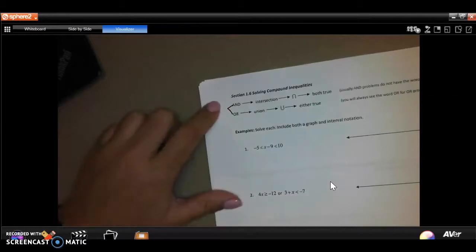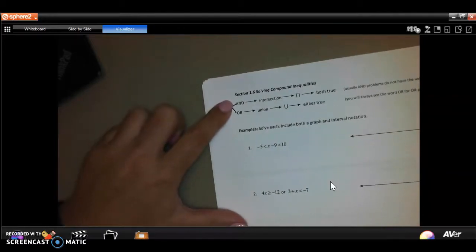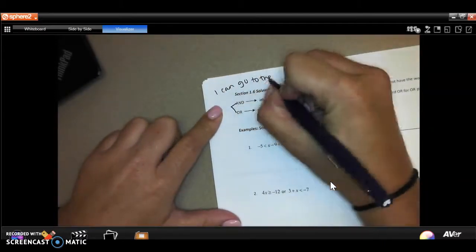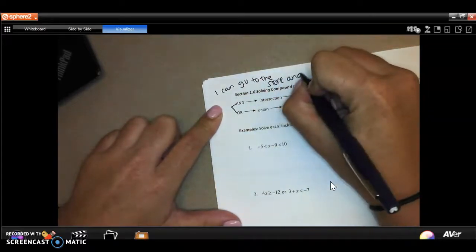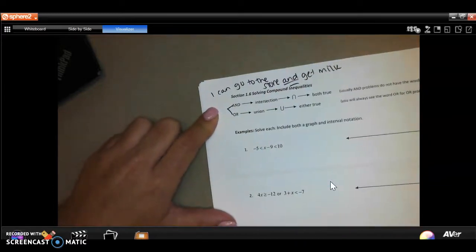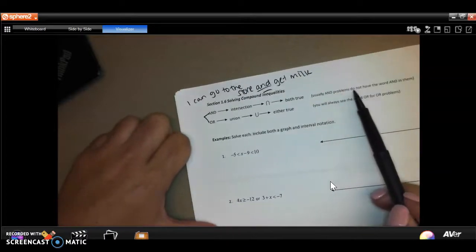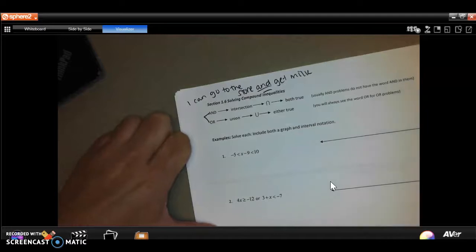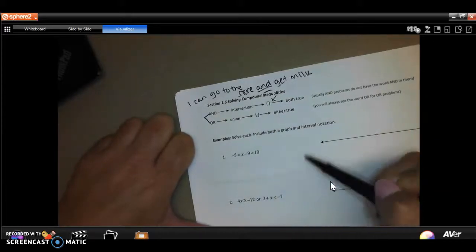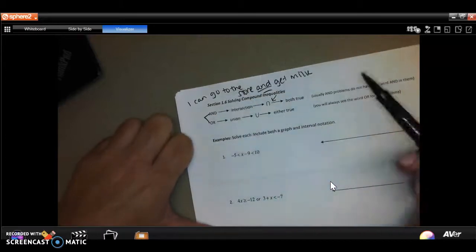So if I relate this to our personal life by saying, hey, maybe I can go to the store and I can get milk. Notice how I use the word and in there. I can do two things at once. I can go to the store and I can get the milk at the store. Okay, usually and problems do not have the word and in them, which we'll go over in a minute. And means an intersection. It can be seen with that nice little upside down U, I call it. It means both things are true. Again, I can go to the store and I can get milk.